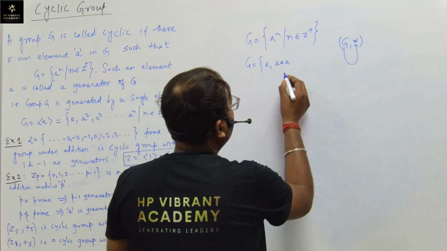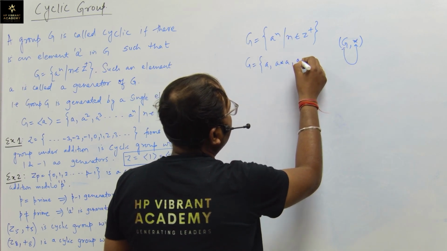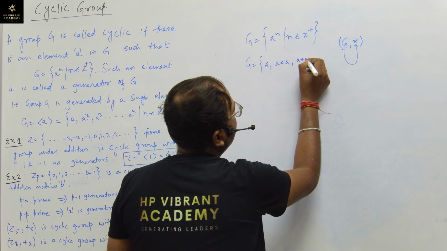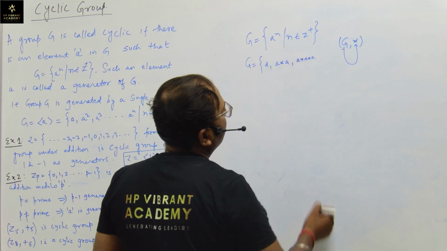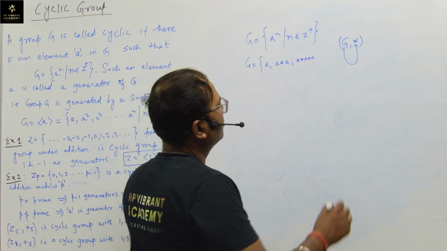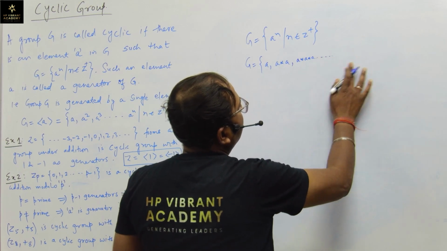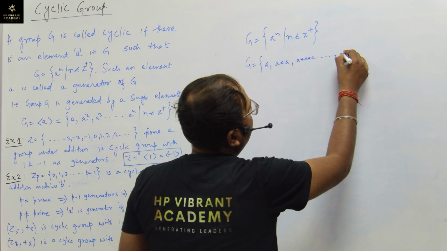Okay, so let us apply the operation. Now let us operate this 3 times. So this is a star a star a. So a is operated 3 times, here a is operated 2 times. Similarly, we have a operated n times.